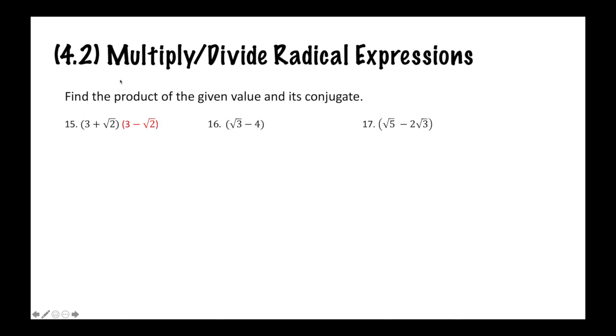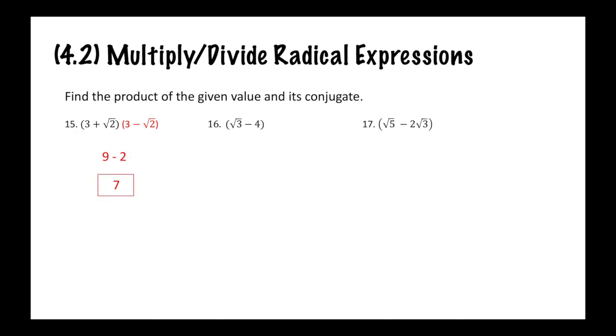3 times 3 is going to give me 9. On the outside, I'm going to get negative 3 root 2. On the inside, I get positive 3 root 2. Anytime we're working with conjugates, those parts should cancel each other, and they do. And then finally, I've got root 2 times negative root 2, which is going to give me negative root 4, and that is going to turn into a negative 2. So I end up getting 9 minus 2 here, which means my answer is going to be 7.